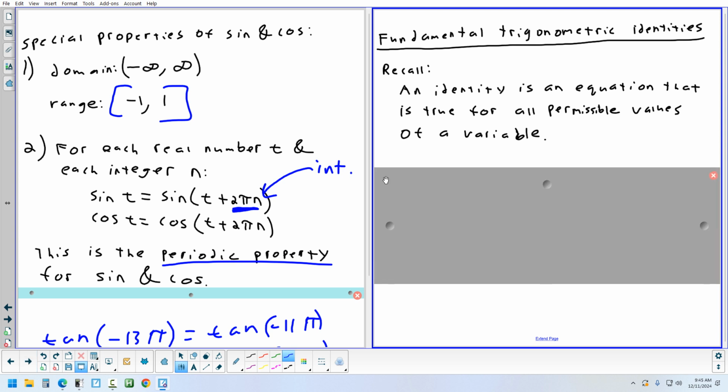Okay, and the last thing. I think I've already said this to you, what an identity is. It's a formula that works all of the time. It's not a formula that works sometimes. It works all of the time, at least for values that you're allowed to plug in. We don't deal with imaginary values being plugged into trig functions, so that wouldn't even be something we ever think about.